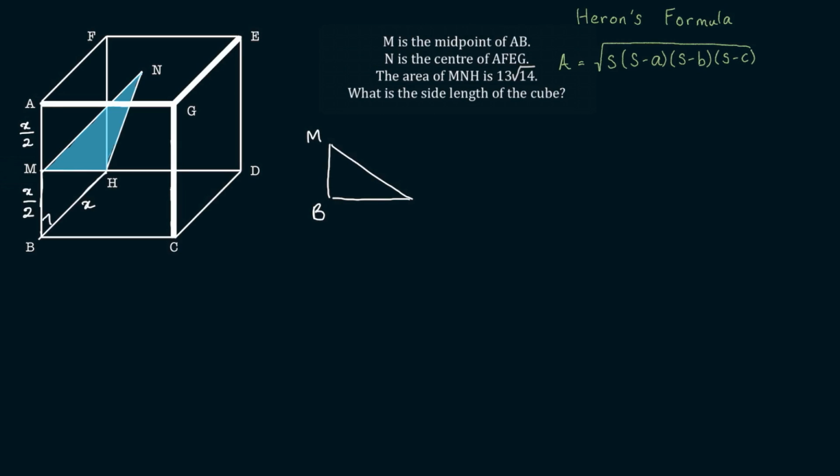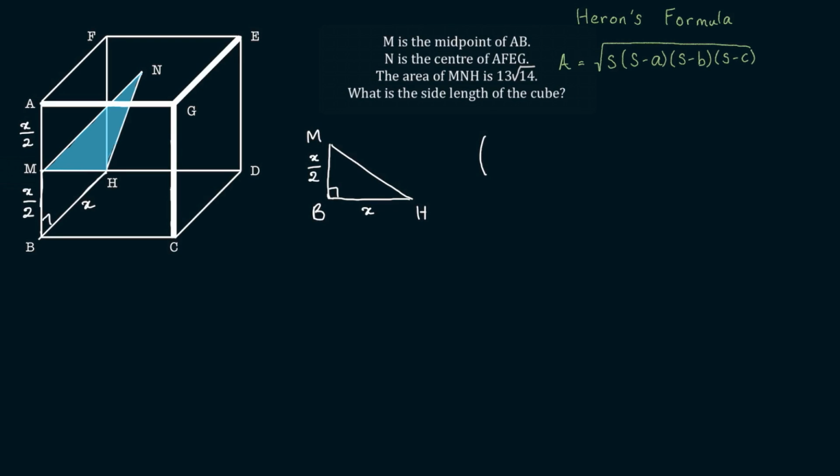So this is B, this is M, and this is H. And that's the right angle. So I've pulled out triangle MBH and drawn it out here. Now we said that BH is x and MB was half of x. Now we know that MH is the side of the blue triangle, so we can use the Pythagorean theorem here and find MH in terms of x.